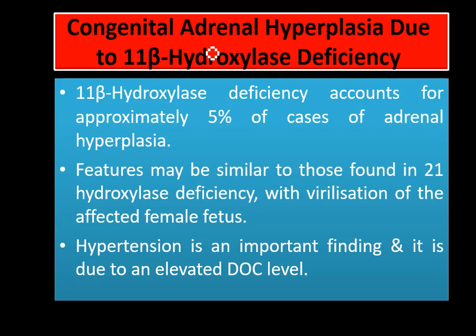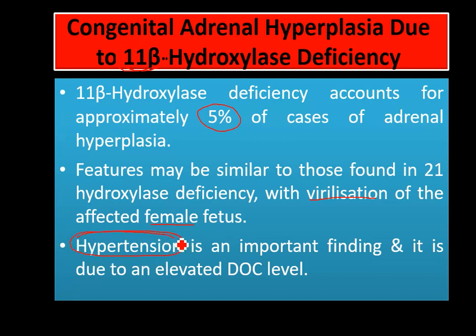Other endocrine disorder related to the adrenal gland. Congenital adrenal hyperplasia is due to 11 beta hydroxylase deficiency. This accounts for about 5% of the cases of congenital adrenal hyperplasia, and the features may be similar to those found in 21 hydroxylase deficiency, with virilization of the affected female fetus or neonate, but the difference is in the presence of hypertension.